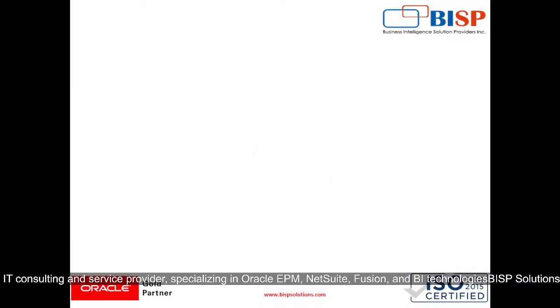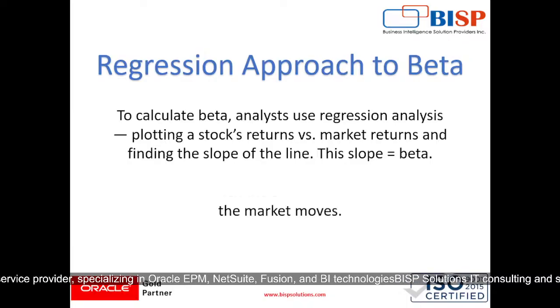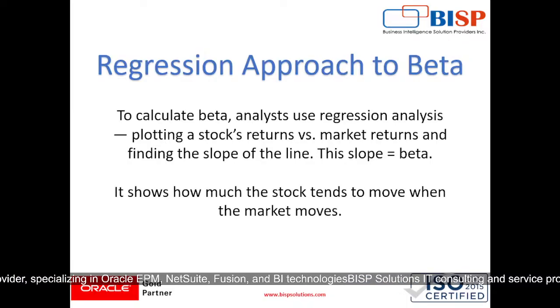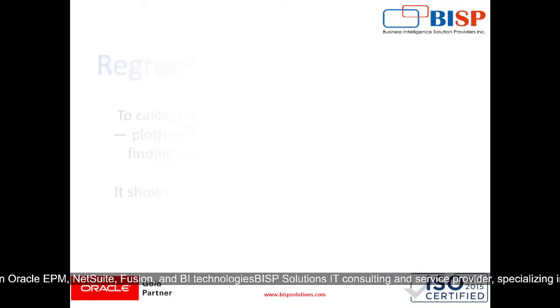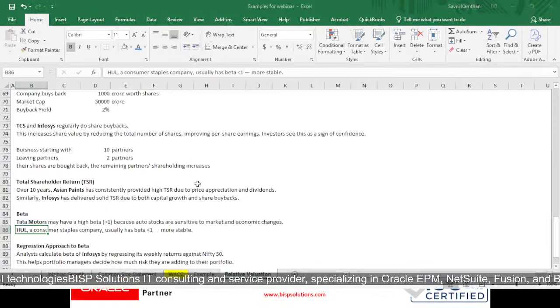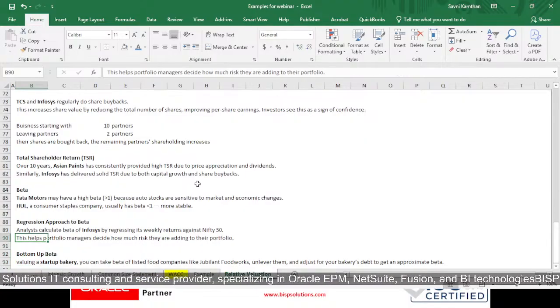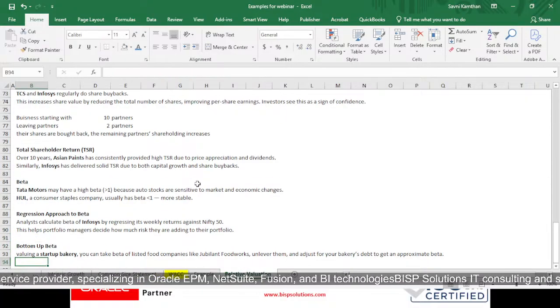Then comes our regression approach to beta. To calculate beta, analysts use regression analysis, plotting a stock's return versus market returns and finding the slope of the line. This slope is equal to beta, which we have discussed in our previous session with the image also. It shows how much the stock tends to move when the market moves. For example, analysts calculate beta of Infosys by regressing its weekly returns against Nifty 50. This helps portfolio managers decide how much risk they are adding to their portfolio.